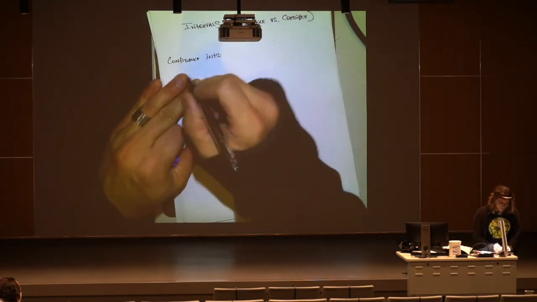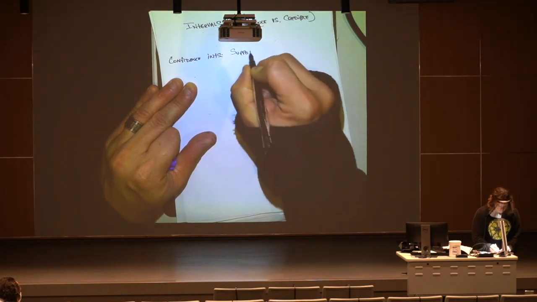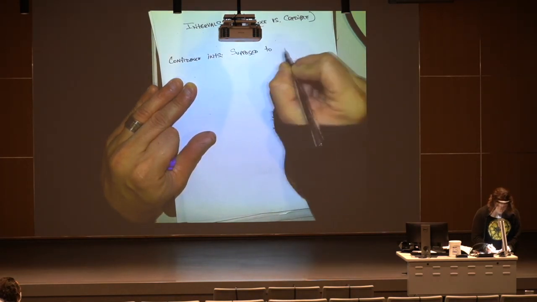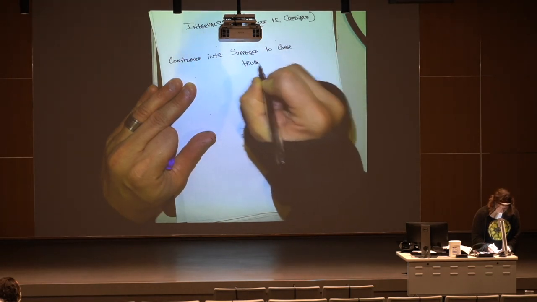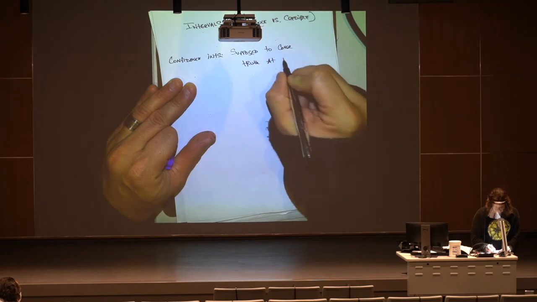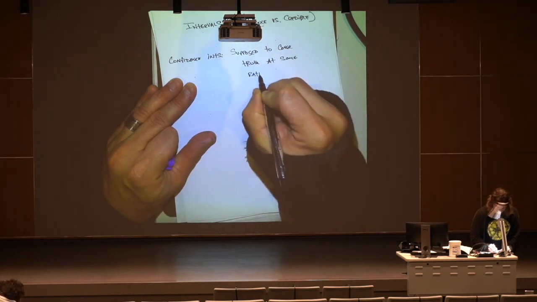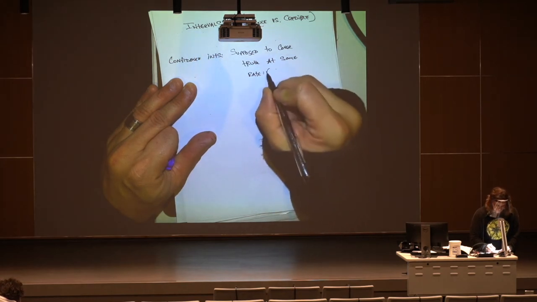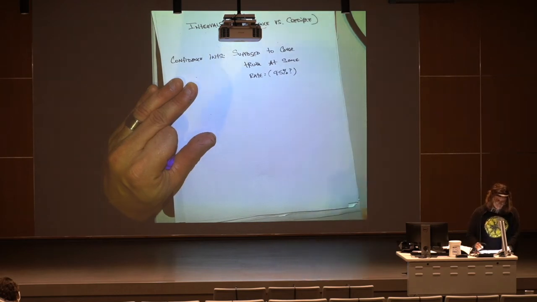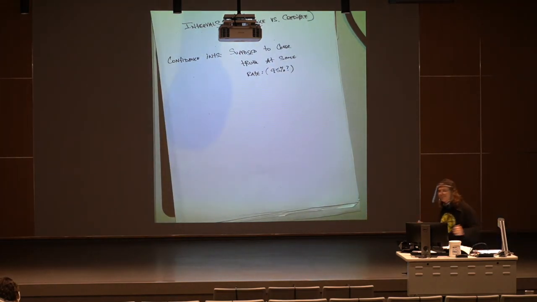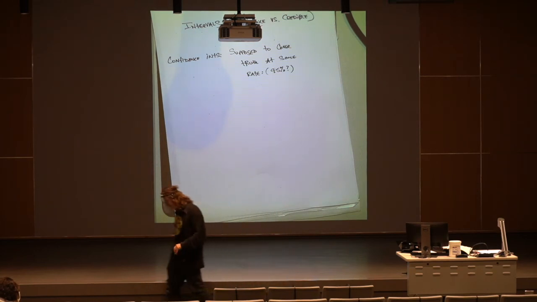So confidence intervals are supposed to cover the truth at some level. So, i.e. usually 95%. That's the standard. Not 95, not 94%.